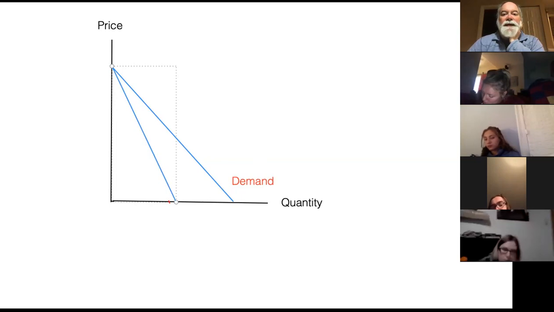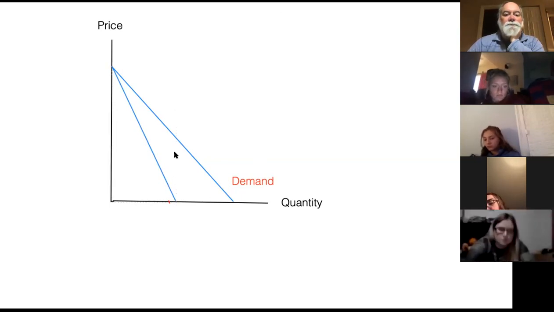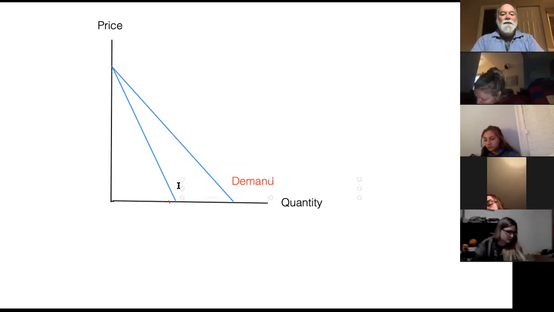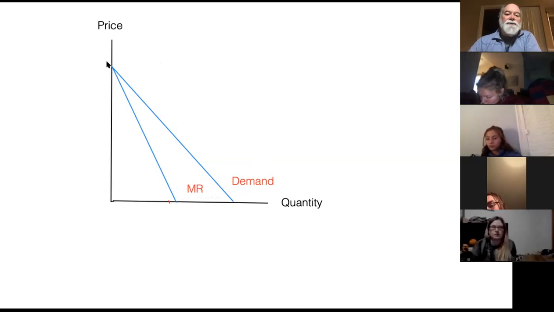So let's go back here. Okay, so if you have your demand curve, it's super easy to draw your marginal revenue curve. You just know that it starts up here, goes down underneath the demand curve, intersects halfway between the origin and this point.